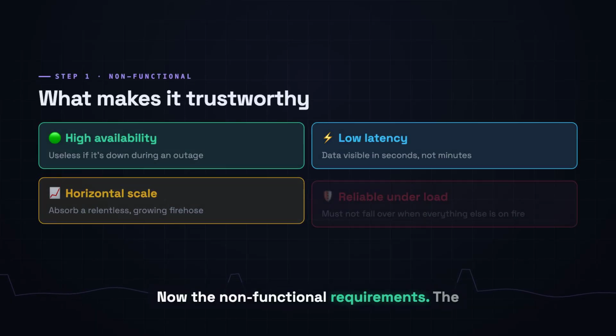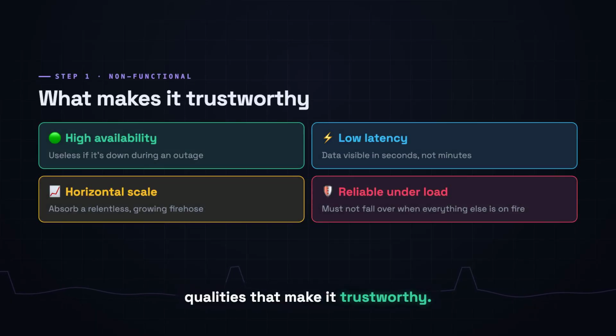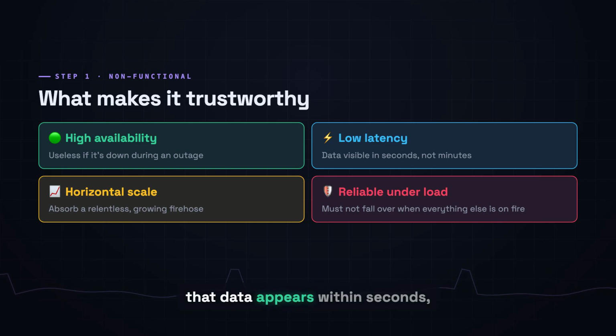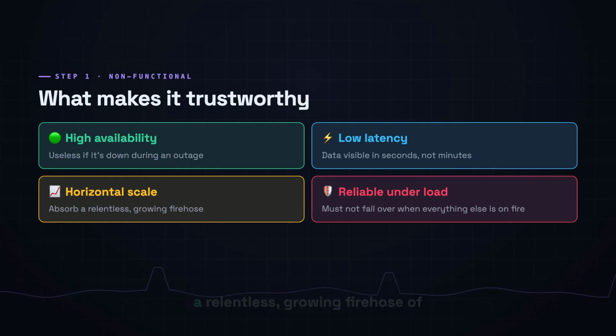Now the non-functional requirements, the qualities that make it trustworthy. It must be highly available because an observability tool that goes down during an outage is worse than useless. It must be low latency so that data appears within seconds, not minutes, when every second of an incident counts. It must scale horizontally to absorb a relentless, growing firehose of data.